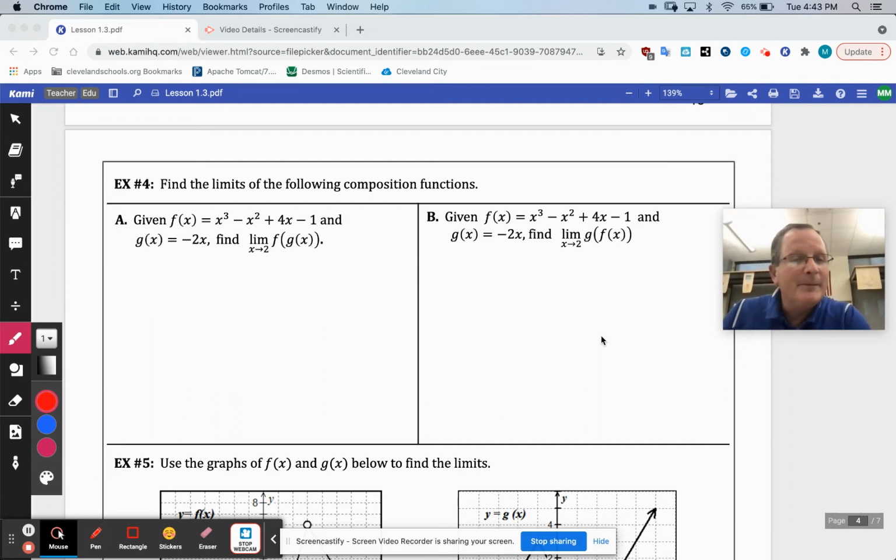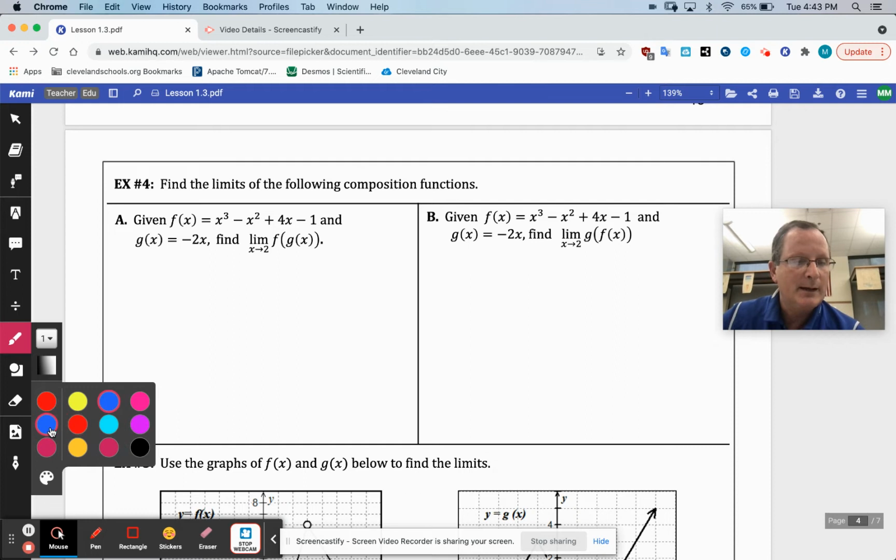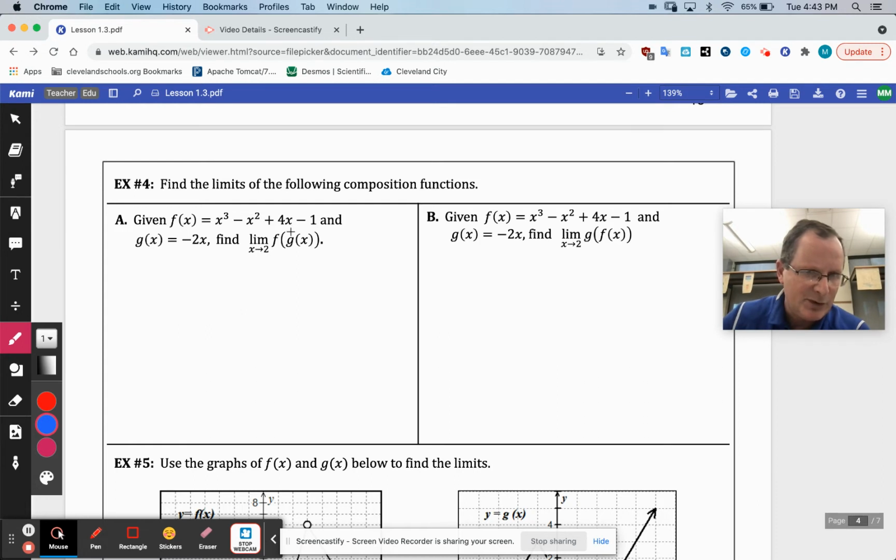Okay, now we've got compositions. Let me go ahead and write to begin with, and I do want to switch to blue this time. How we're going to deal with this: we are going to take that limit as x approaches 2 and place it inside first, and then find that limit with the g of x, and then evaluate that result with f of x.